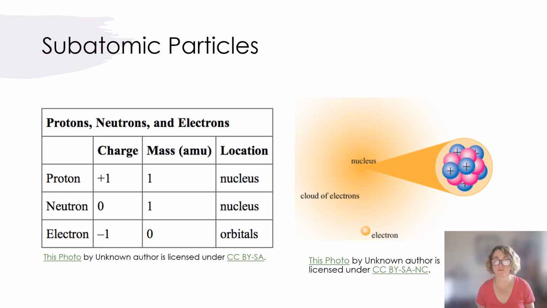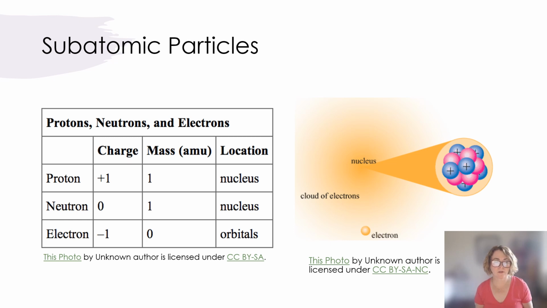They have a charge of 0, so they're neutral. And they also have a mass of about 1 AMU. And then electrons are located somewhere outside of the nucleus. They have a charge of -1, and for simplicity's sake, we say that electrons have a mass of 0 AMUs. That's not really true. The electron does have mass. It is just so small compared to the proton and the neutron that we essentially ignore it.